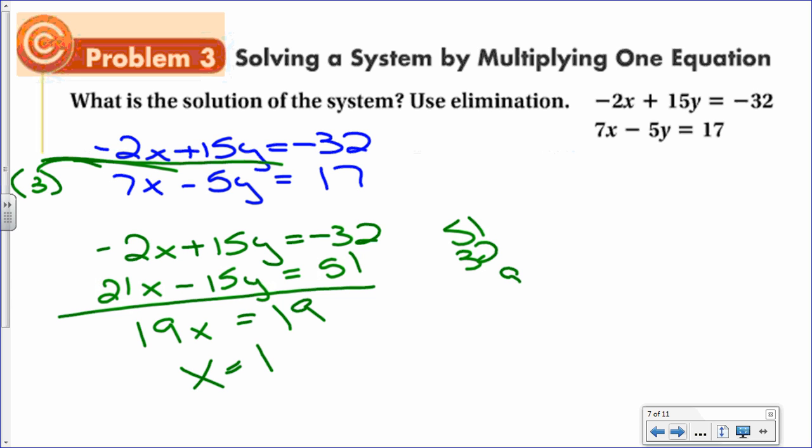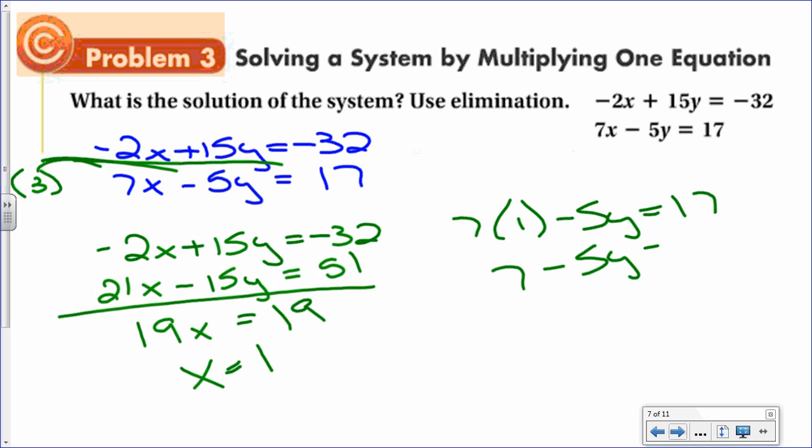Pick the equation that looks like the easiest. Kind of looks like the bottom one's probably a little bit easier, so we take our 1, put it in place of the x by the 7. So we have 7 times 1 minus 5y equals 17. Y ends up equaling negative 2.